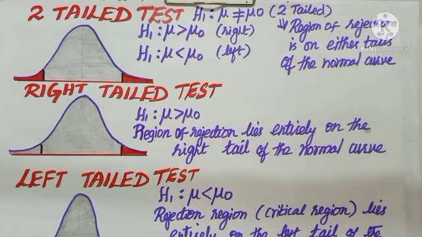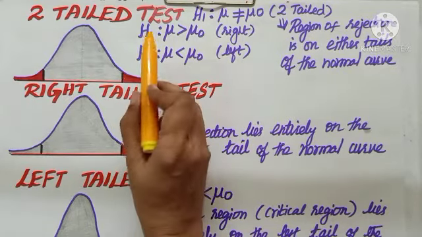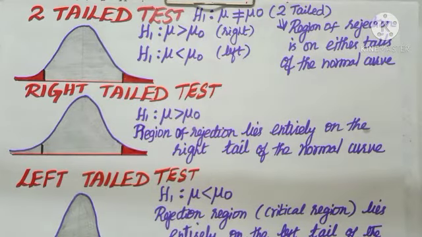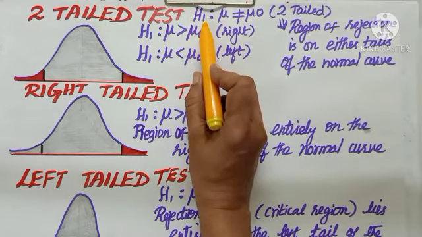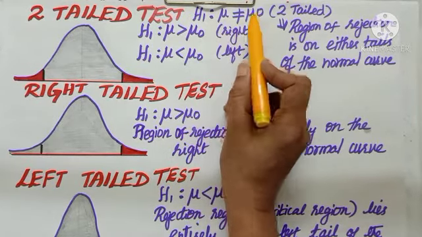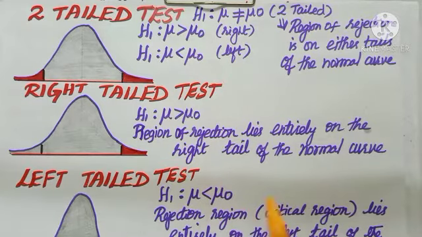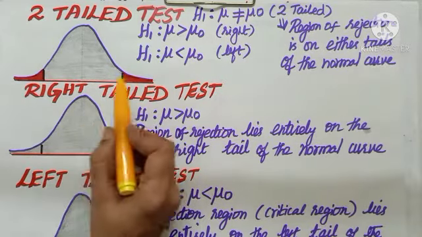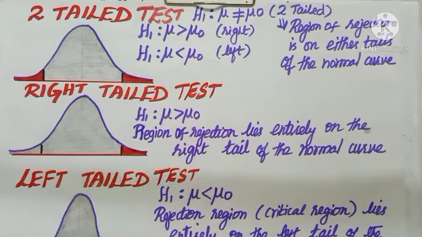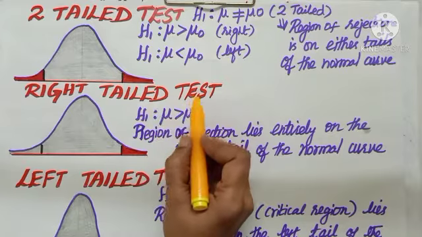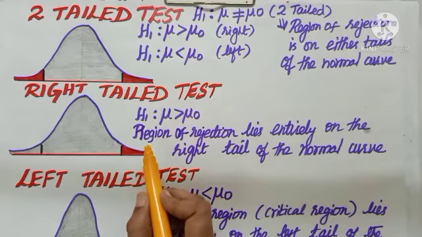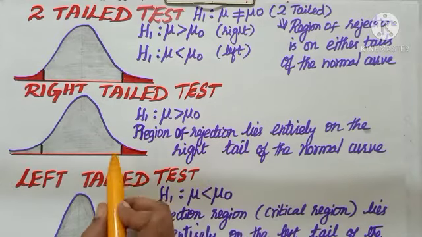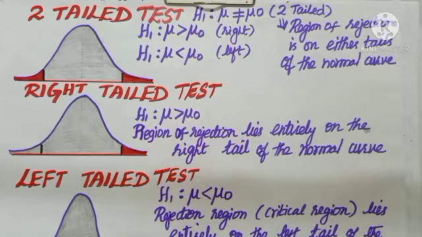In hypothesis testing, we have three types of tests: two-tailed, right-tailed, and left-tailed. Two-tailed tells me H1, the alternative hypothesis, is mu not equal to mu naught. That is, the region of rejection is on either tail of the normal curve. But when I say the right-tailed test, we say mu greater than mu naught. So we have the region of rejection only on the right tail of the normal curve.